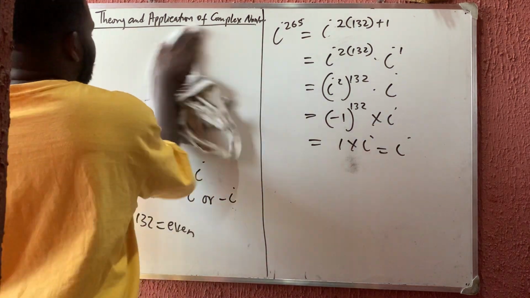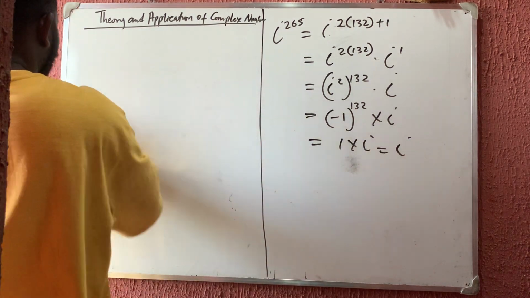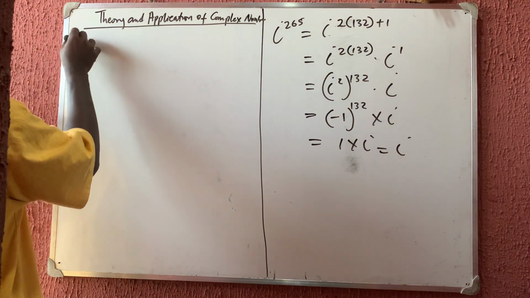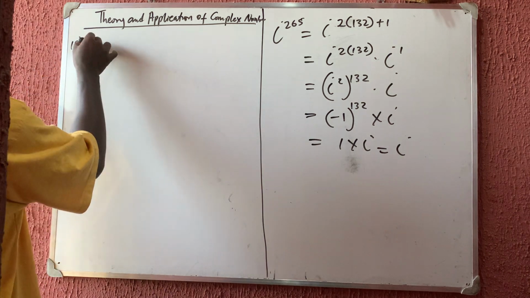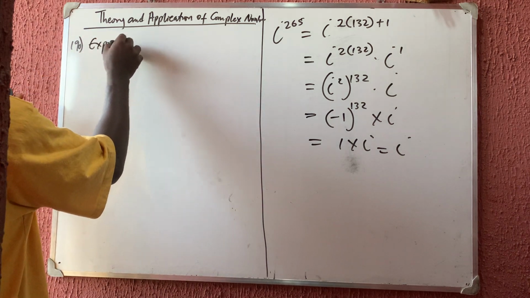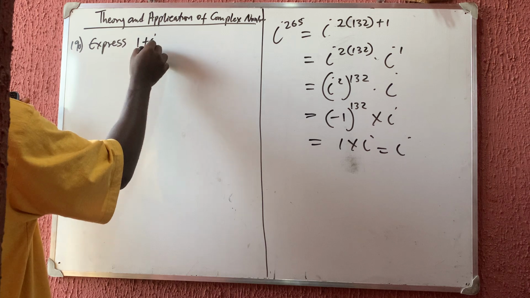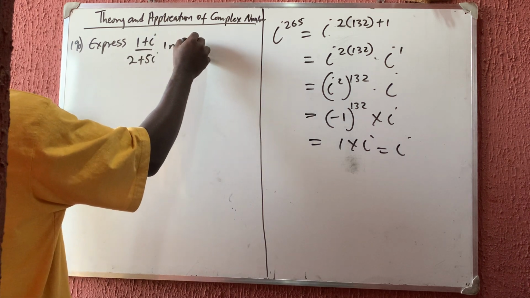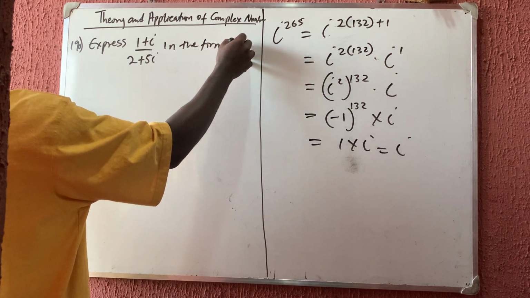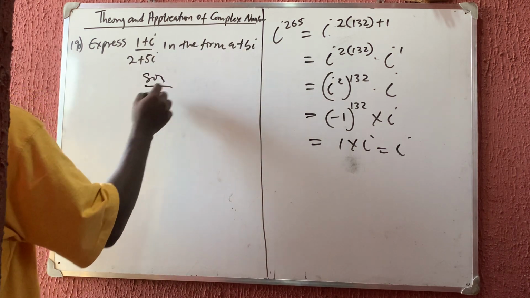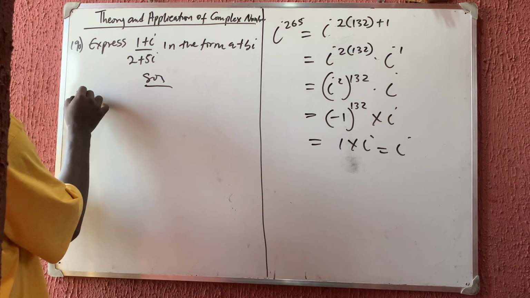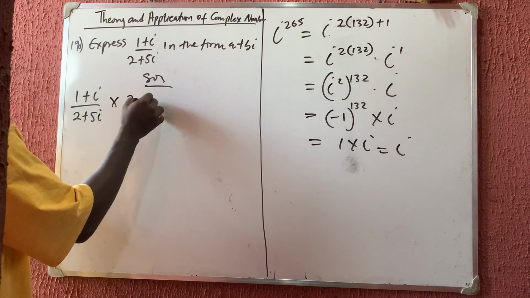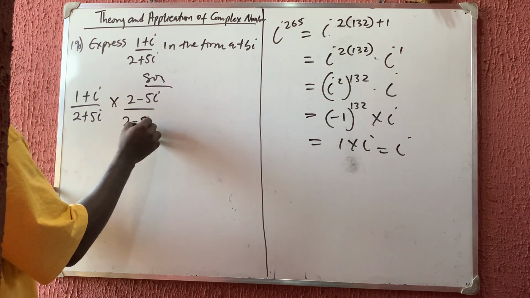So let's go to question number 190. Question number 190 said express (1 + i) over (2 + 5i) in the form a + bi. Okay, this simply means we should rationalize. So I have (1 + i) over (2 + 5i) times (2 - 5i) over (2 - 5i).